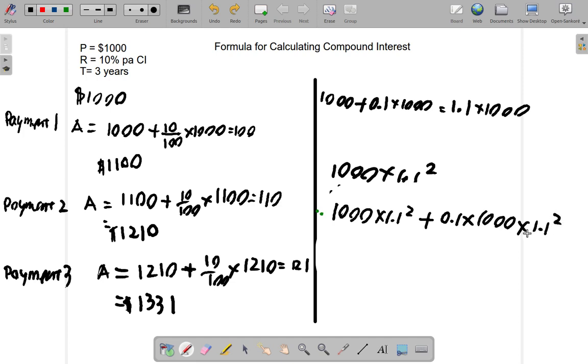Alright, now let's factorize again. Common factors, we have 1000 as a common factor. Remember, we have the plus sign in the middle. Alright, 1000 as a common factor, 1.1 squared as a common factor. Good. I want you to pause and factorize this, and let me see what you have. Pause.